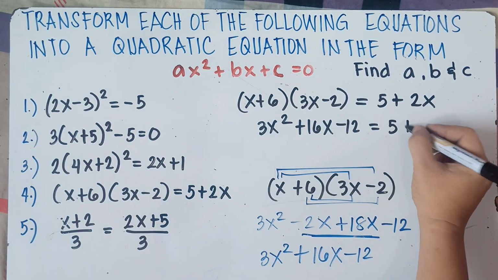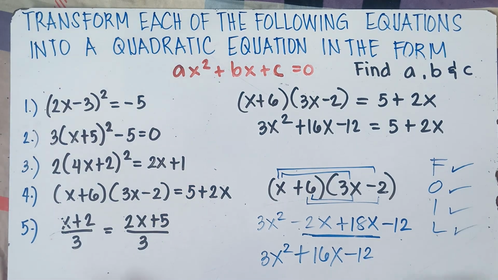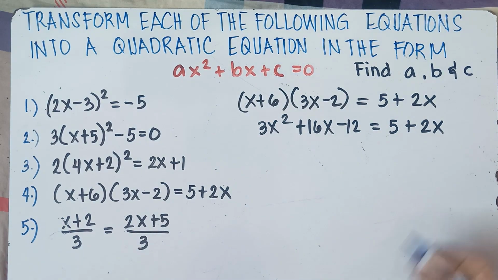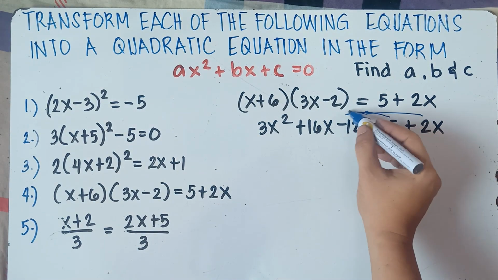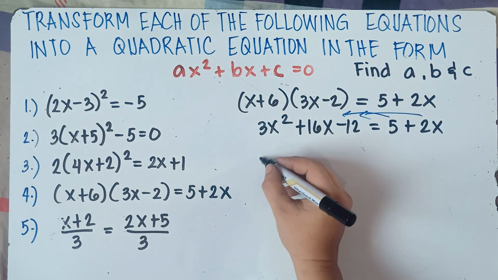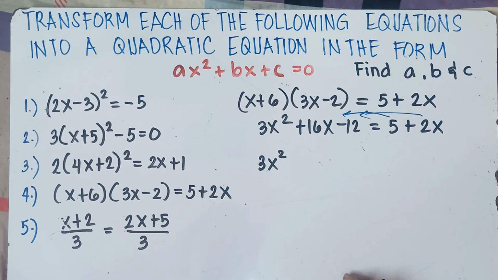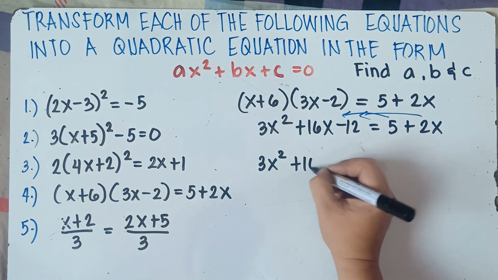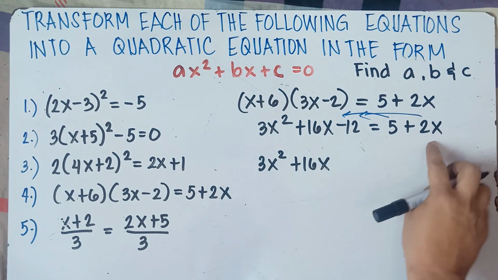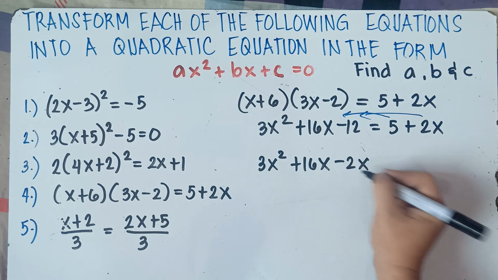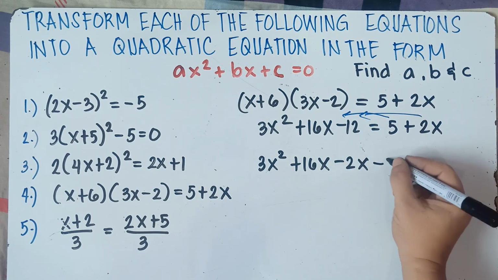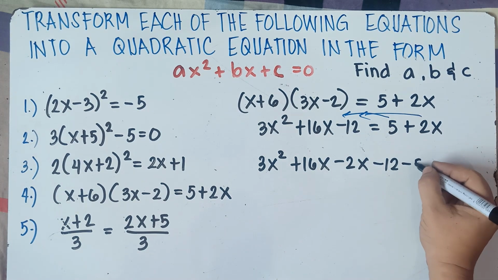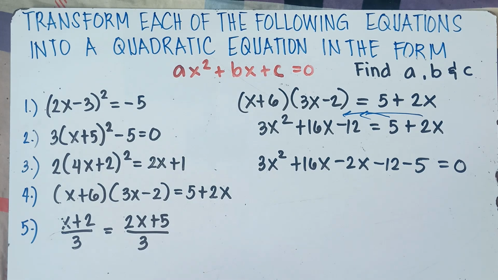Equals 5 plus 2x. Alright, and then we arrange, we transpose 2x from right to left as well as 5. So this will be 3x squared. Do we have another x? Nope, we don't have. So copy plus 16x. We transpose 2x. This is positive, it will be negative 2x. And then copy negative 12. We transpose 5. This is positive 5, it will be negative 5 equals 0.